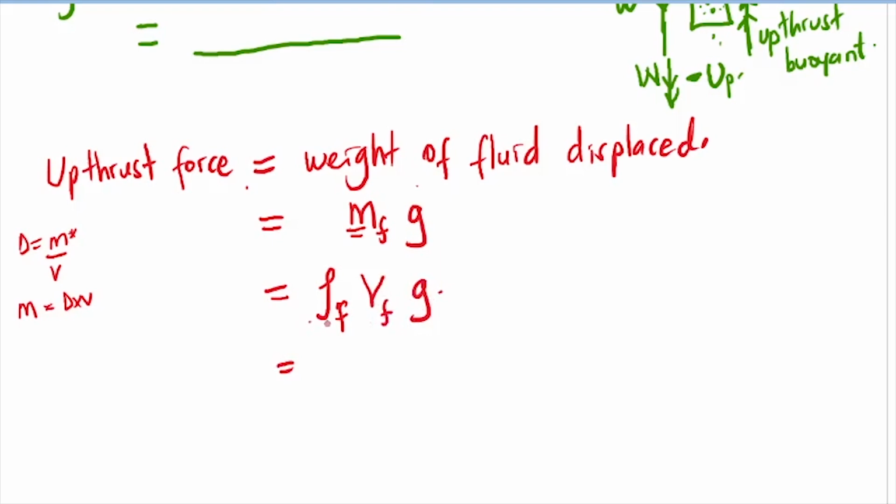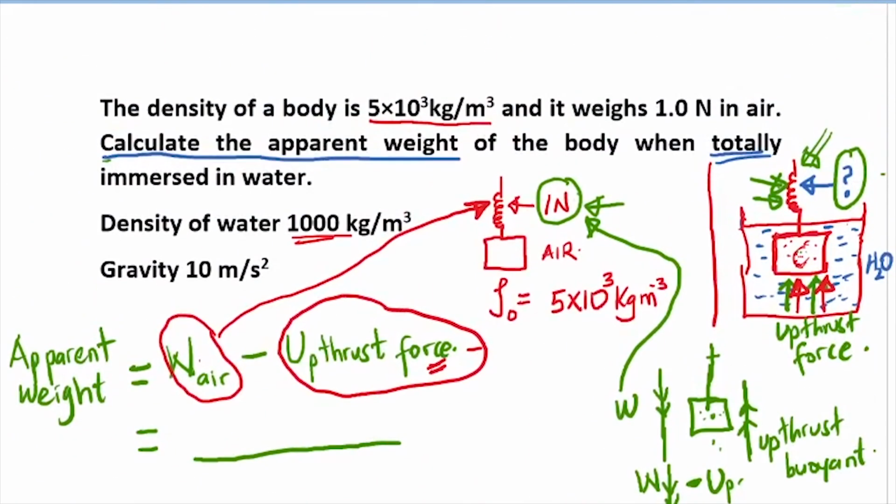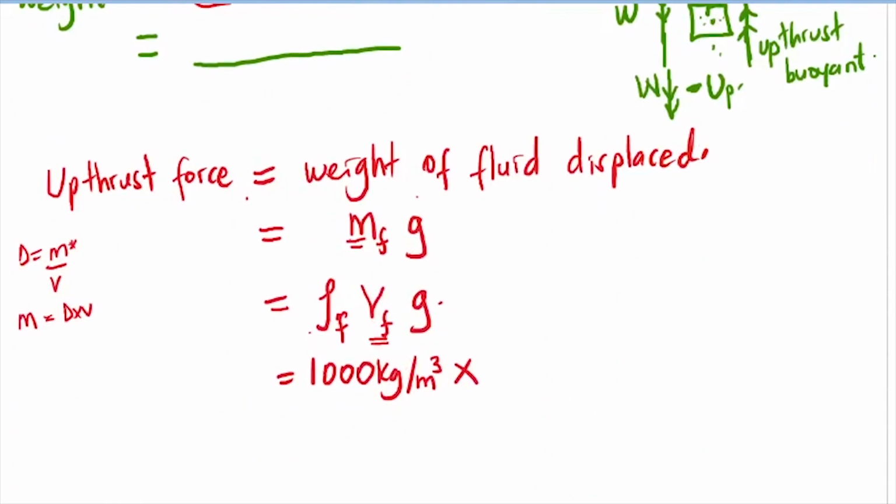So do we have the density of the fluid? Of course, the fluid is water, so the density is 1,000 kilograms per meter cubed. Multiply that by the volume of the fluid. We do not have the volume of the fluid given to us in the question, do we? No, we don't. So we can leave that for now. Volume of the fluid, multiplied by gravity, which is 10 meters per second squared. So we need to find the volume of the fluid that has been displaced.